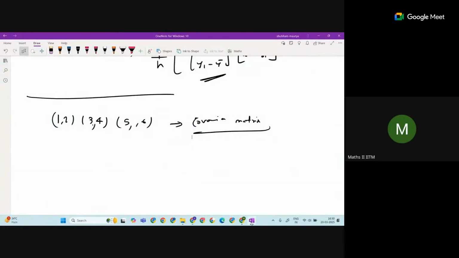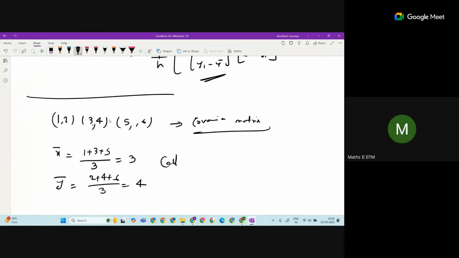This is easy, not tough. If you do it quickly, here if you find the mean, the x mean is going to be 1 plus 3 plus 5 divided by n, which is 3. What is the y mean? Y mean is going to be 2 plus 4 plus 6 divided by 3, which is 4.